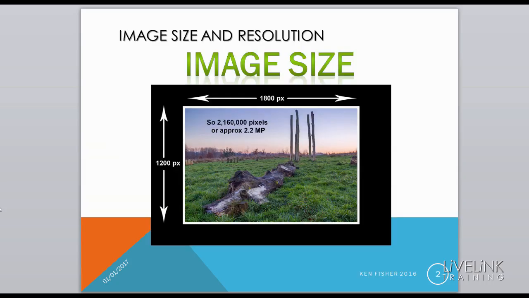Now, image size is the physical number of pixels that you have in an image. So here we have an image that's 1800 pixels wide and 1200 pixels deep. If you multiply these together, you'll get 2,160,000 pixels, which you can approximate in megapixels to 2.2 megapixels.